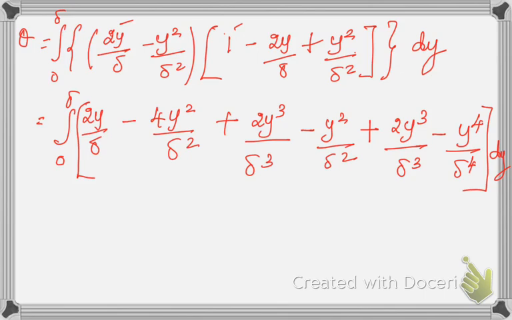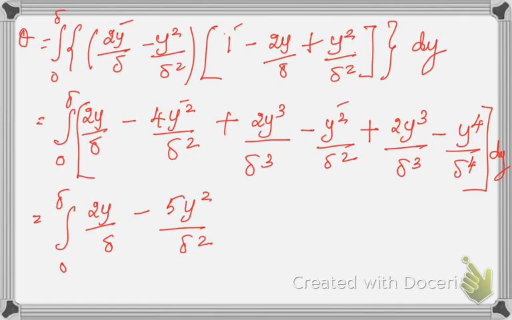All the common square terms and all the cube terms we are going to simplify first. There is no other y term here, so 2y by del I can write here. Then minus 4y squared by del square minus y squared by del square becomes minus 5y squared by del square. Then the cube values, 2y cube by del cube plus 2y cube by del cube, become plus 4y cube by del cube. Then only one common term, minus y power 4 by del power 4.